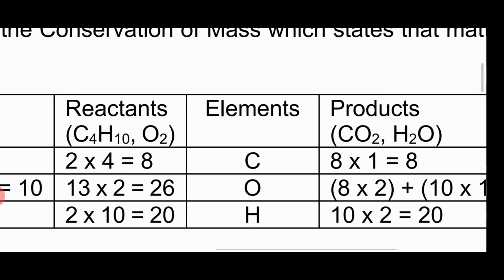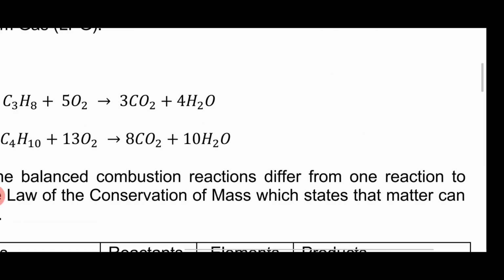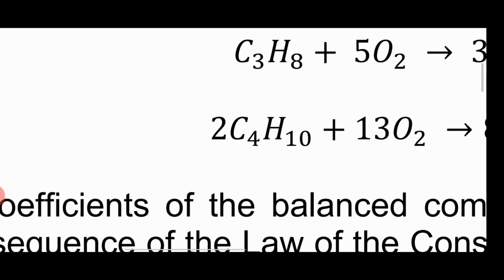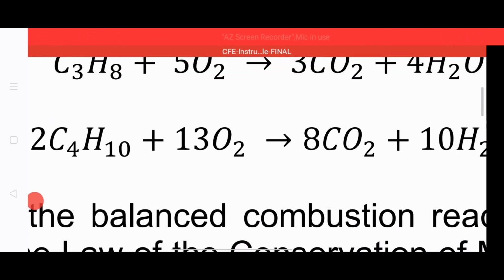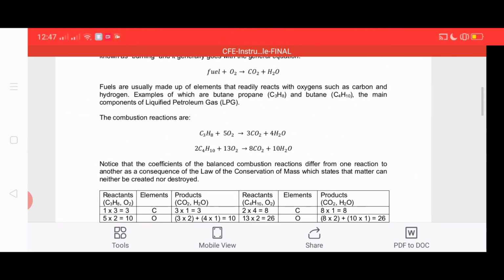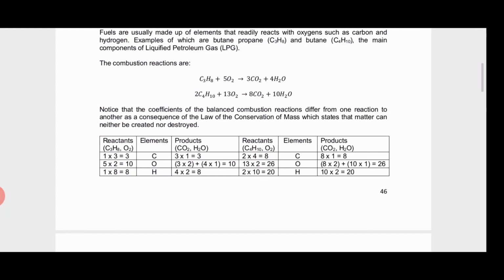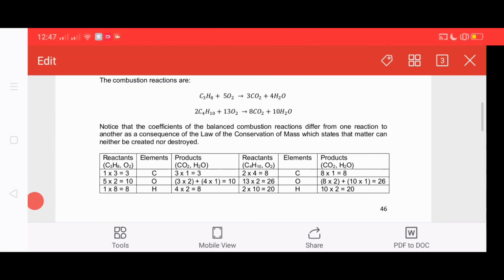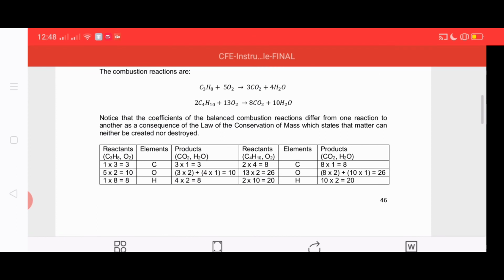At the same time with our butane, we have 2 times 4 for carbon, which equals 8. On the other side, it is 8 times 1 equals 8. For oxygen, you have 13 times 2, and on the other side 8 times 2 from the carbon dioxide plus 10 times 1 from the water. The sum of this is 26, so it's balanced.